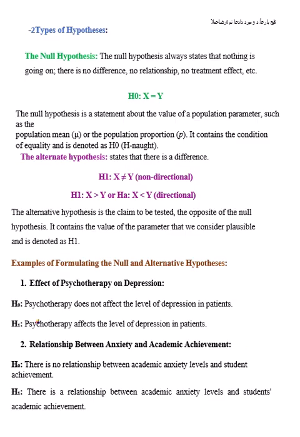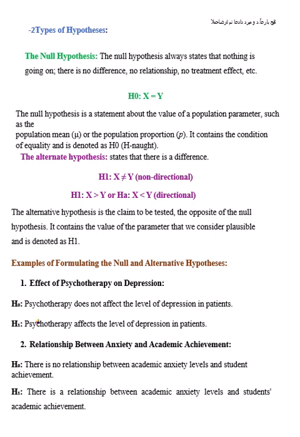Types of hypotheses. The null hypothesis. The null hypothesis always states that nothing is going on: there is no difference, no relationship, no treatment effect, etc. H0: X equals Y. The null hypothesis is a statement about the value of a population parameter, such as the population mean, mu, or the population proportion, p. It contains the condition of equality, and is denoted as H0.